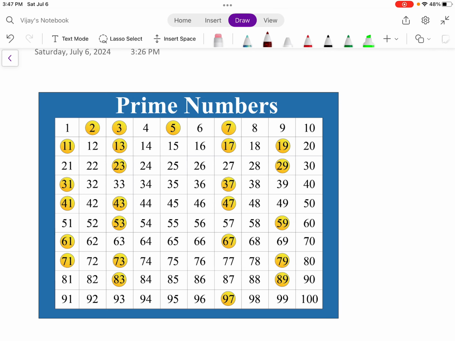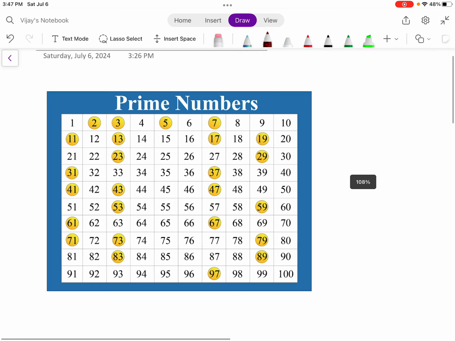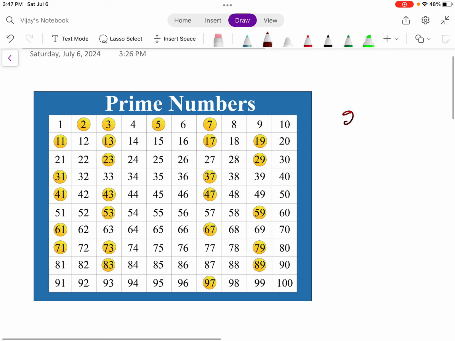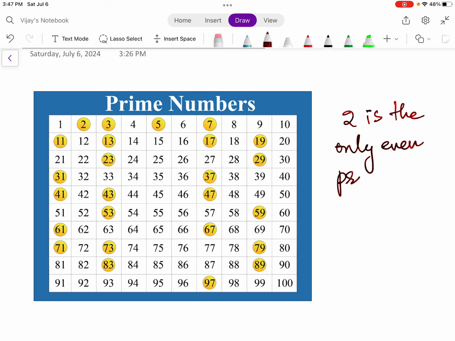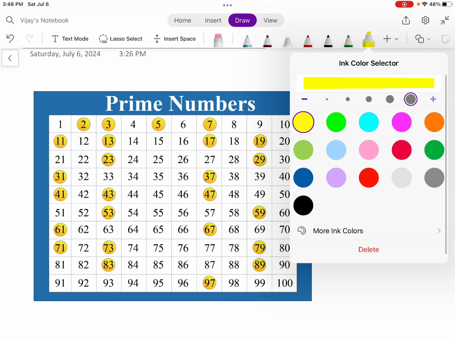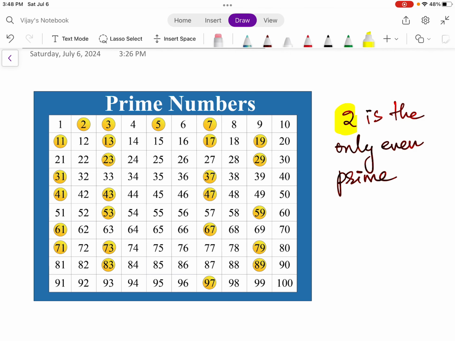Now let me tell you some important points. You can see 2 is the only even prime. The only prime number which is even is 2. All other even numbers other than 2 will definitely be composite numbers. For example, 6 is a composite number, 8 is a composite number, 20 is a composite number. 2 is the only even prime.